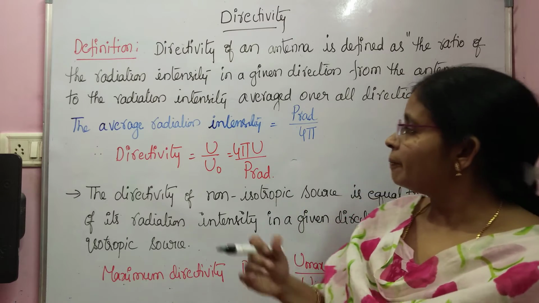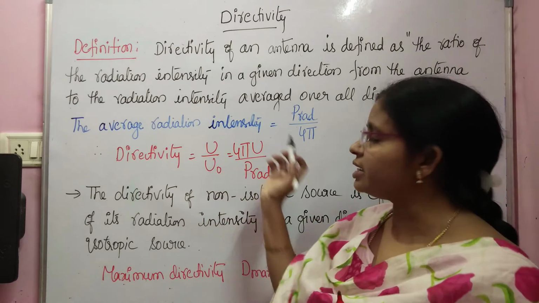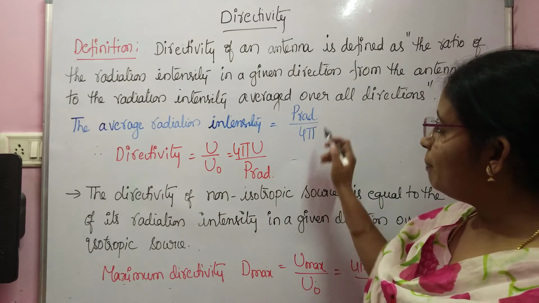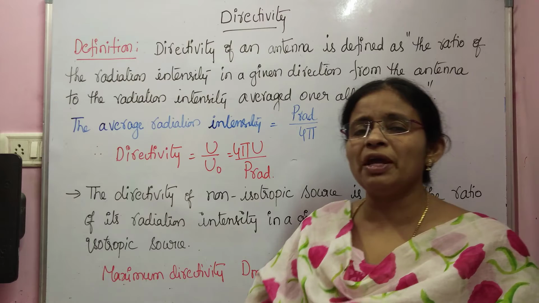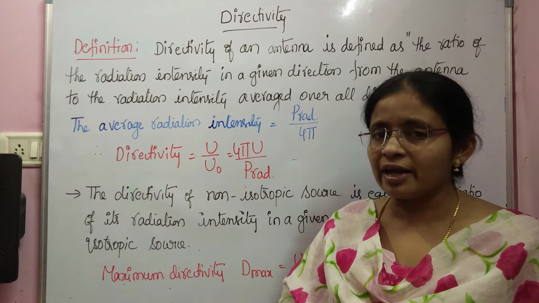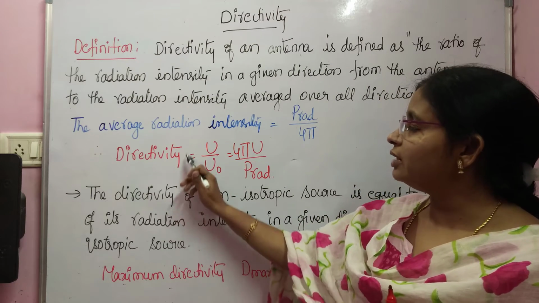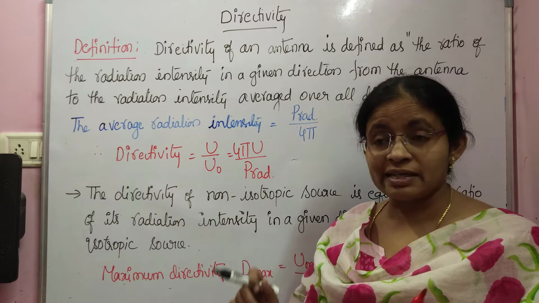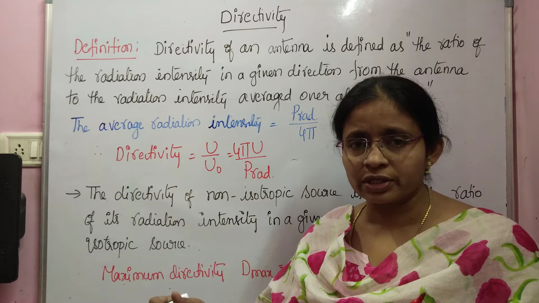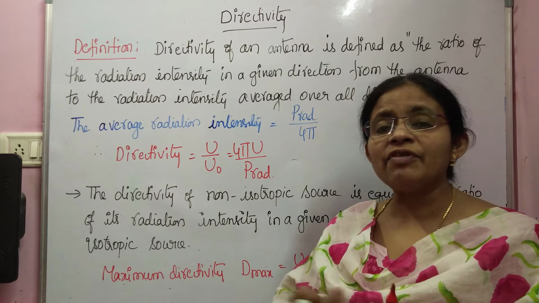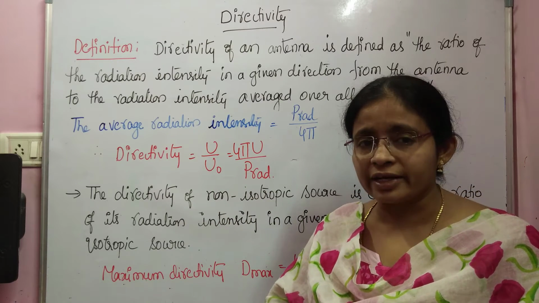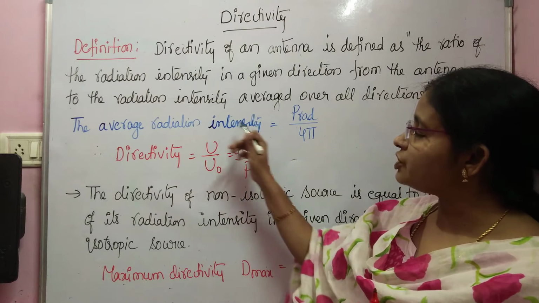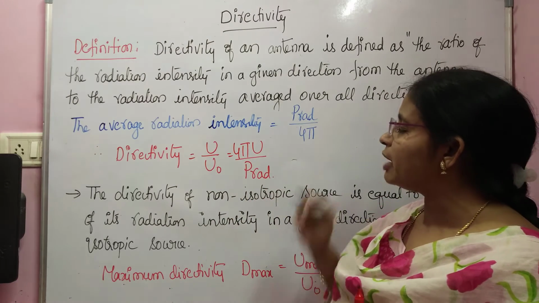The average radiation intensity is given by P radiated by 4 pi. What is P radiated? Total power radiated. Therefore, the directivity is U by U naught. What is U? It is the radiation intensity in one direction. And what is U naught? Average radiation intensity in all directions. And we know the average radiation intensity is P radiated by 4 pi.